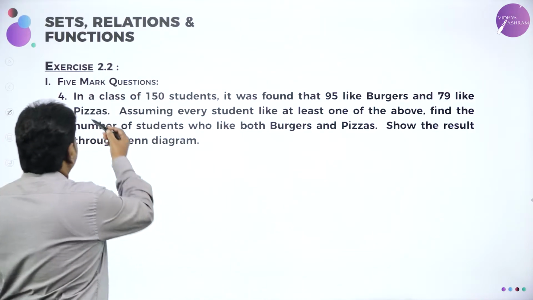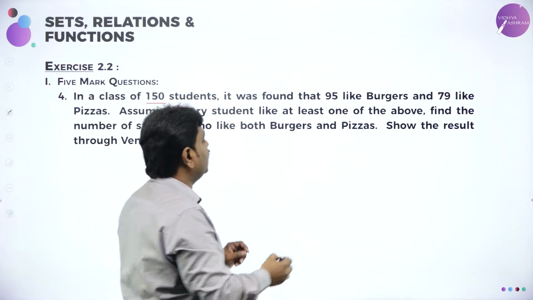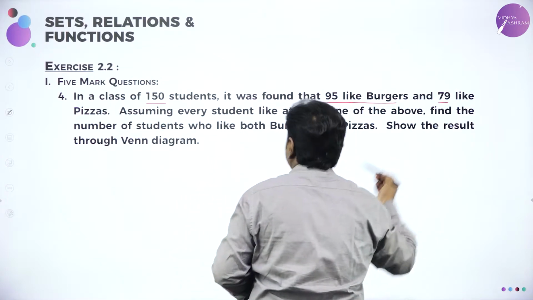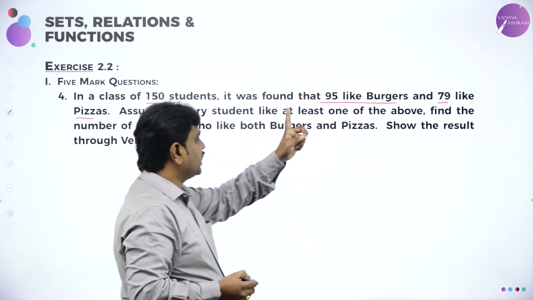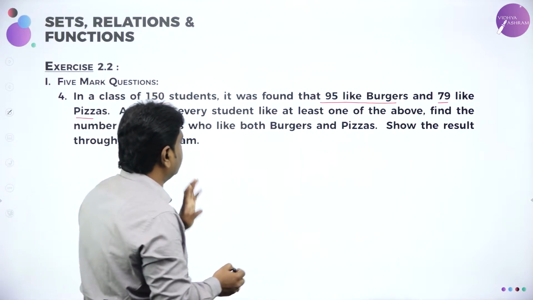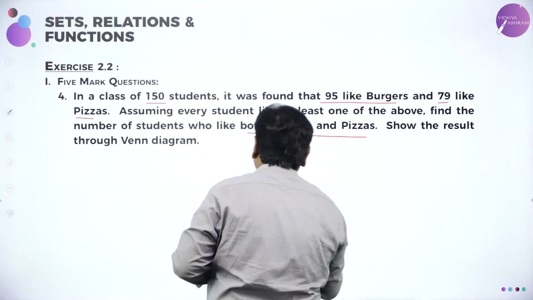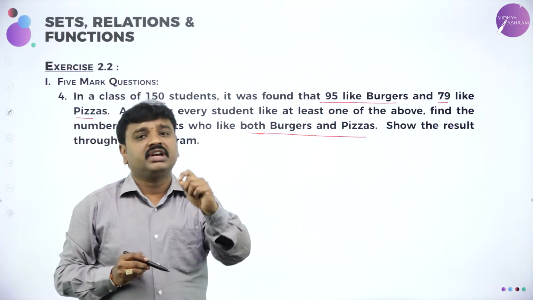So, now in a class of 150 students, it was found that 95 like burgers, 79 like pizzas, and assuming every student likes at least one of the above, find the number of students who like both burgers and pizzas. They want you to find how many like both burgers and pizzas. So, this is what they want you to solve by the Venn diagram method.